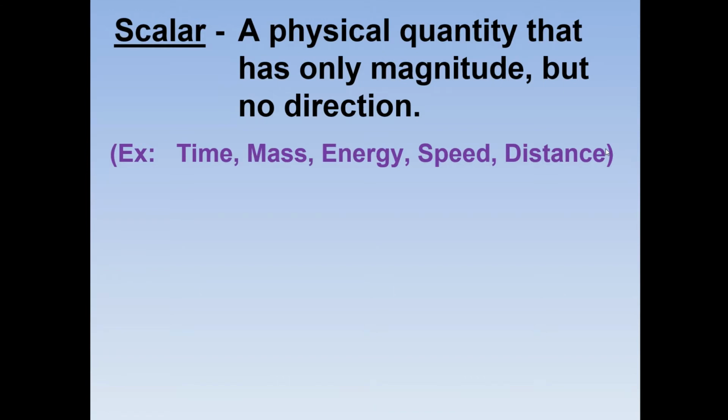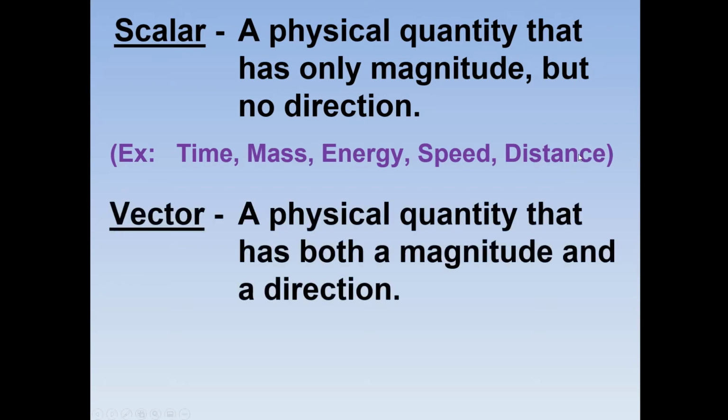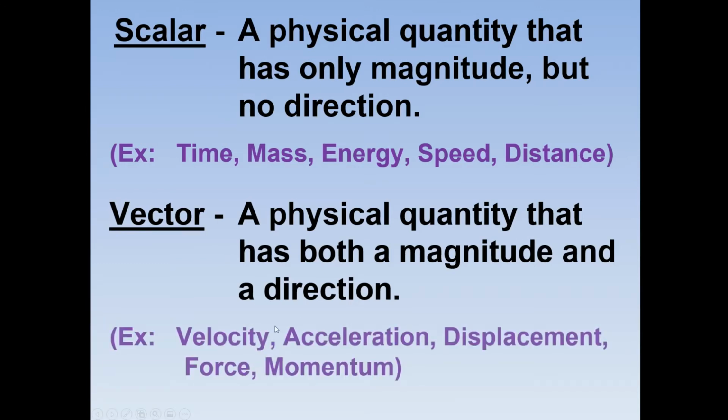Speed and distance are related to variables that are vectors, but speed and distance by definition do not include the actual direction, so they are scalars. Vector. A vector is a physical quantity that has both a magnitude and a direction. We've already dealt with a few of these. Velocity we've dealt with, acceleration we've dealt with, displacement we've dealt with, force is going to be the big one, and momentum will be coming up later on.